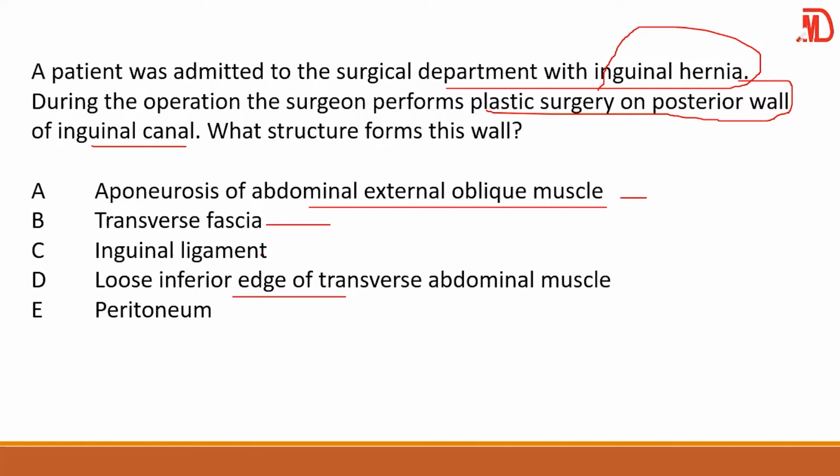So from the options that we have over here, and they are talking about the posterior wall, we are saying that the posterior wall is made up of what? The transversalis fascia. The anterior wall is made up of the aponeurosis of the external oblique. And then inferiorly, we have what? The inguinal ligament. Then superiorly, we can have the transverse abdominis muscles. So please take note of these things.